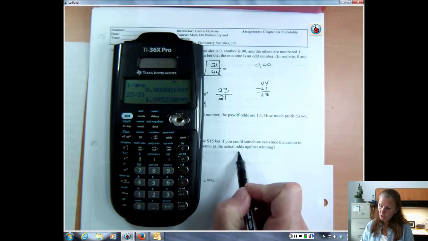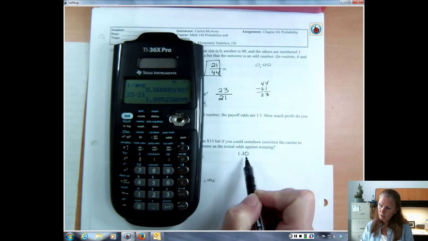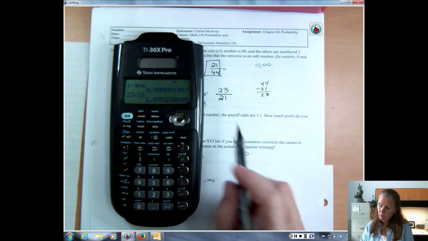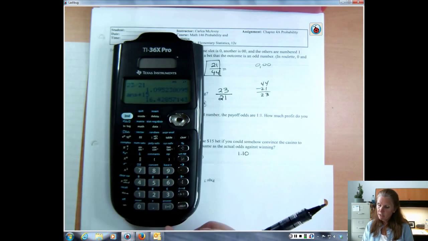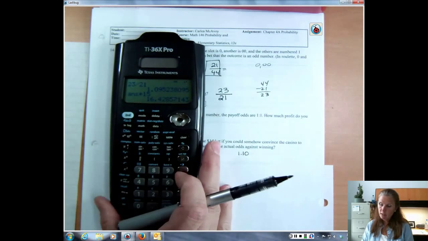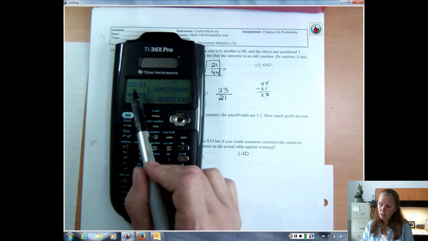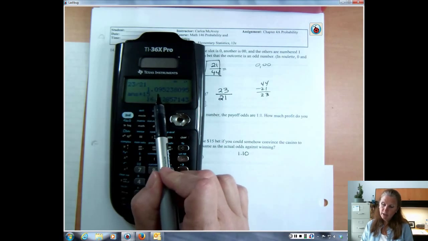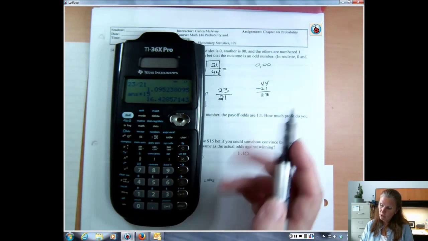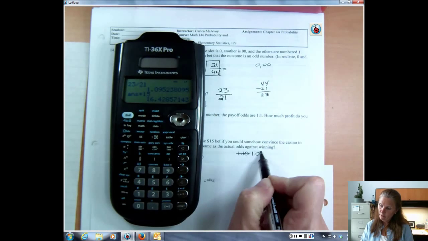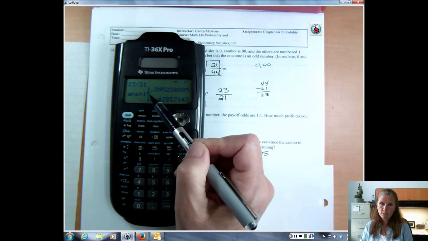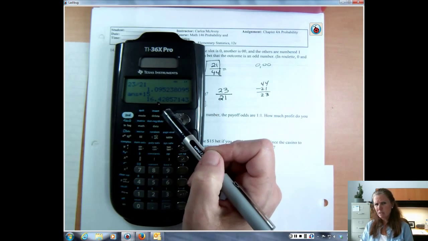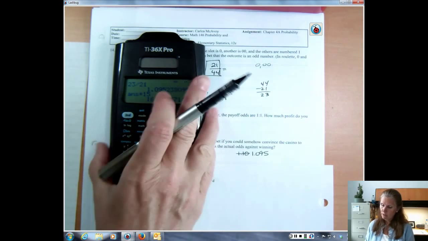So what I should get is 1.09 times my $15 bet, and I would get $16.43 for that, because these are the odds, 1.095, or about that. I should change this to 1.095. So if I took 1.095 times the $15 that I bet, my payoff should be $16.43. Let's see what they have.